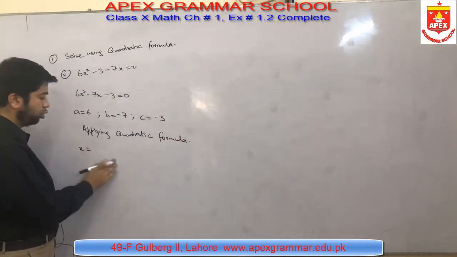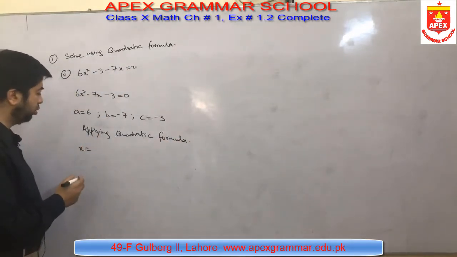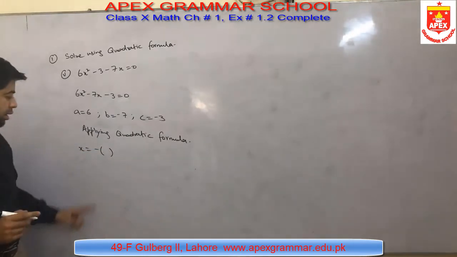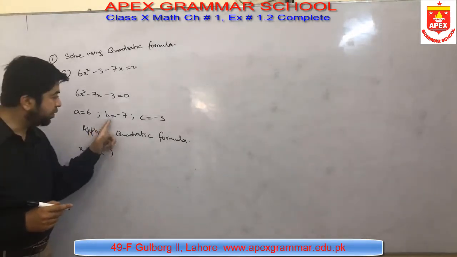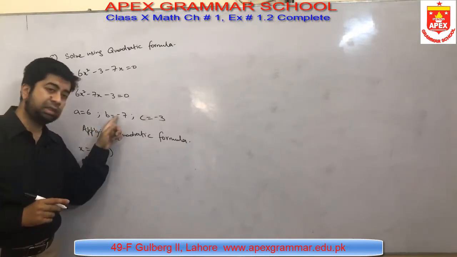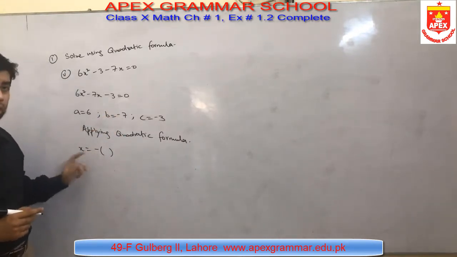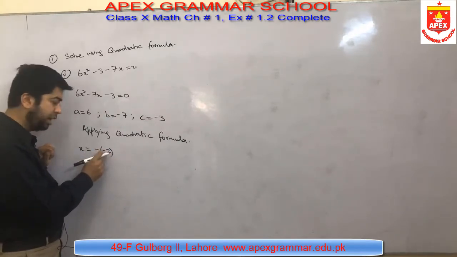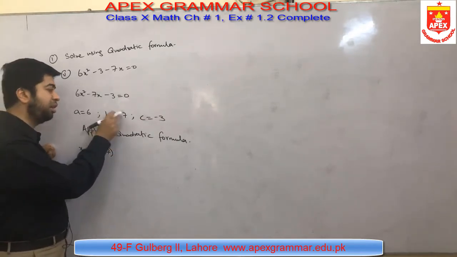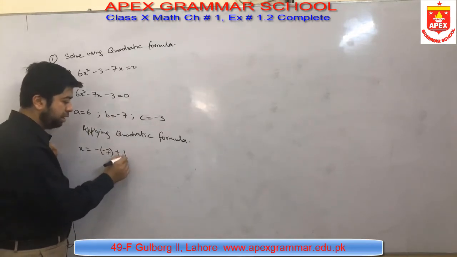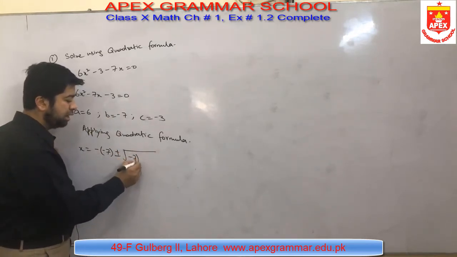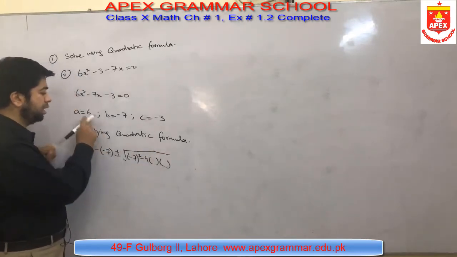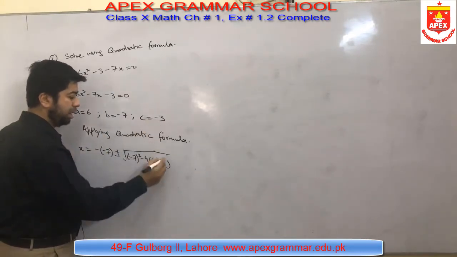This is x is equal to minus b. You see that this is minus and this b value contains another minus. This minus is of the formula. So this is minus 7 minus, and this is again minus just because the value of b contains a minus sign. Plus minus under root b square, that is minus 7 square, minus 4ac. What is the value of a? That is 6. What is the value of c? That is minus 3.